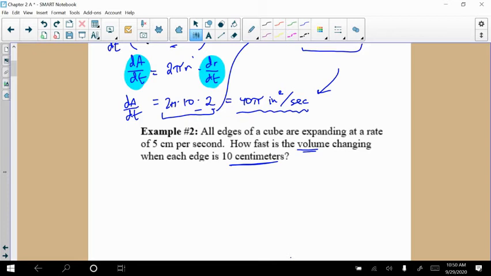So let's start with the volume of a cube. So volume equals side cubed, right? They're all the same side. So side cubed. And then, right, so you have this cube. And then you're going to start expanding it.